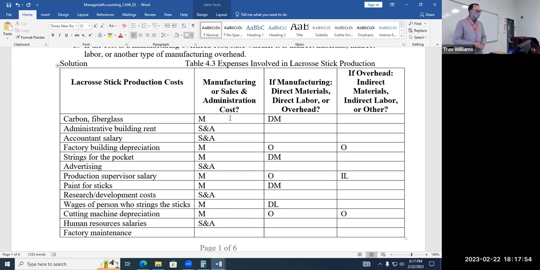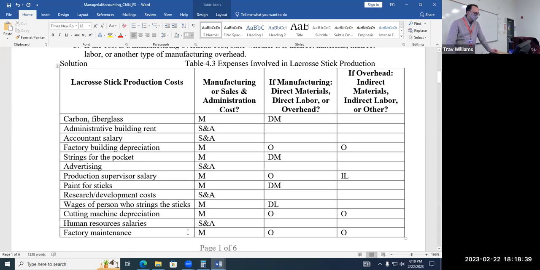Now factory maintenance. They're not giving us a lot to work with here. It's not labor for factory maintenance, but it is related to the factory, right? So it is manufacturing related. And since it's just this nebulous category they gave us, factory maintenance, it's part of overhead. If it gave us more details, maybe it would fall into a different category, but in general, I would say overhead. Other overhead is the best match.